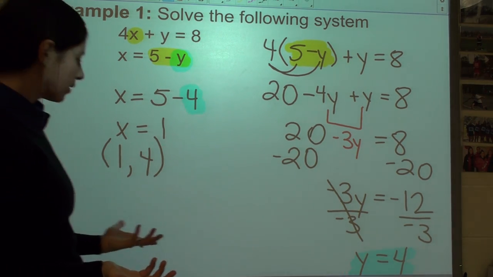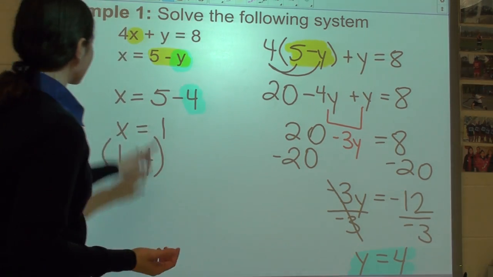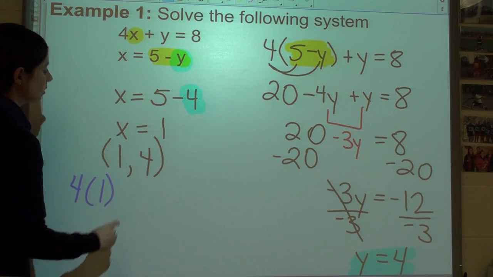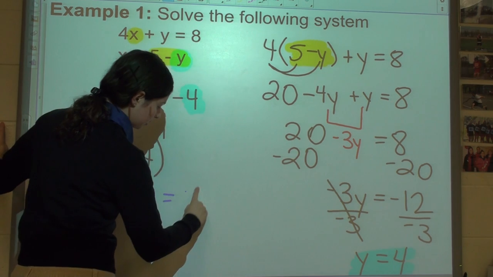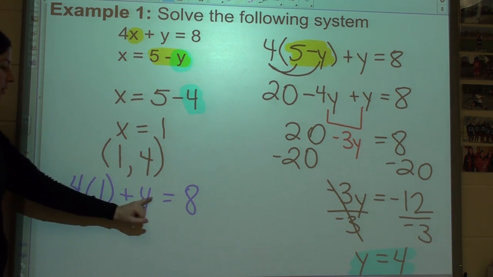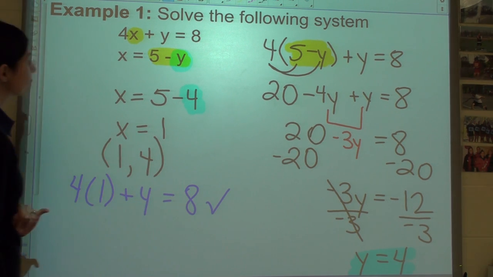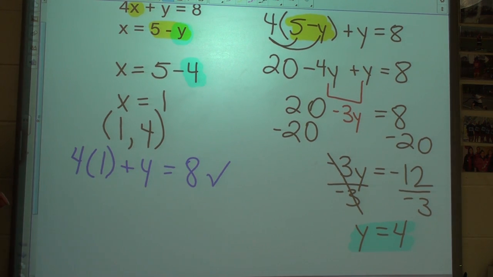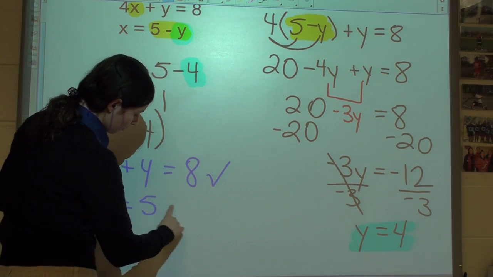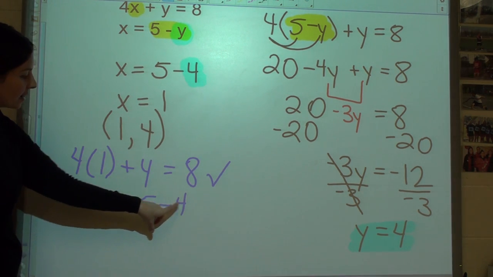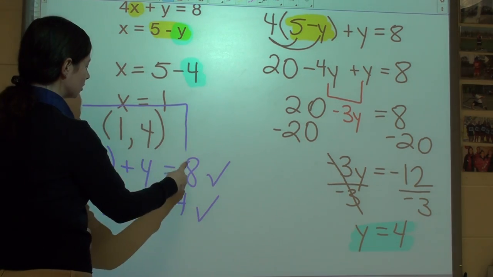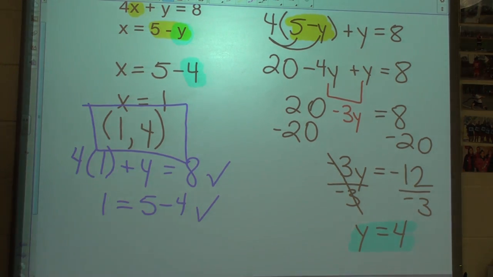Now obviously I want to make sure that this works, so I'm going to plug it back into my first equation. So I have 4 times 1 plus 4 equals 8. 4 times 1 is 4, and 4 plus 4 is 8, so it works for that one. For my second equation, I've got 1 equals 5 minus 4. 5 minus 4 is 1, so it works for the second equation. So I know this is my final answer. I can go ahead and circle it and go on to the next one.